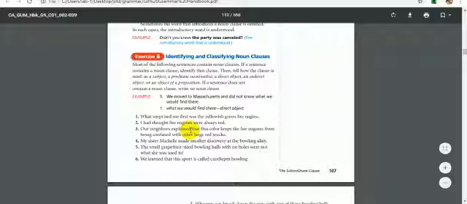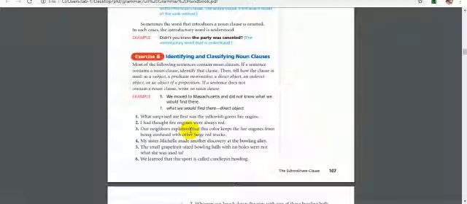Number 4. My sister Mitchell made another discovery at the bowling alley. Here we don't have any noun clause. Why? Because we don't have any introductory word, and also if we read the whole sentence, we can't put any of these introductory words inside. So the whole sentence doesn't have any noun clause.